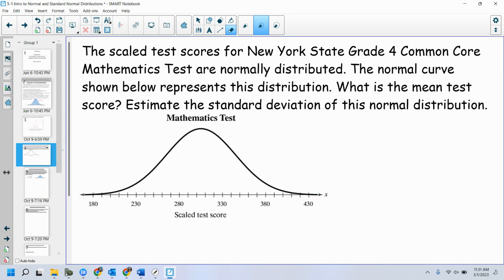All right, take a look here. The scaled test scores for the New York State Grade 4 Common Core Mathematics test are normally distributed. I wanted to put this problem on here because this is actually true for our Ohio State test as well. You know how the geometry and algebra tests that you take are called norm reference tests, or normally distributed tests? Basically, all of the state is going to take the Algebra 1 test come April, and then they're going to get all the scores back.